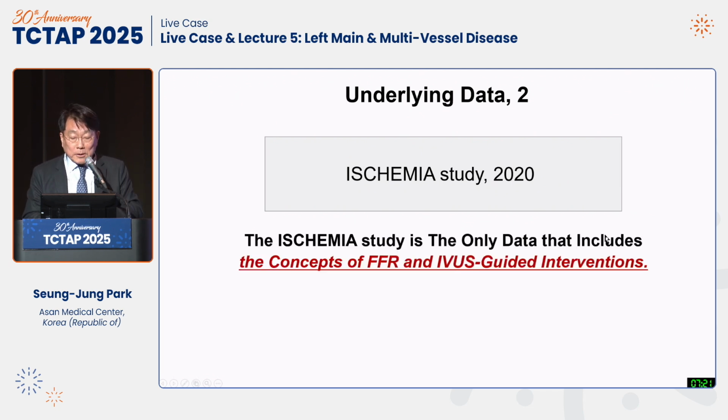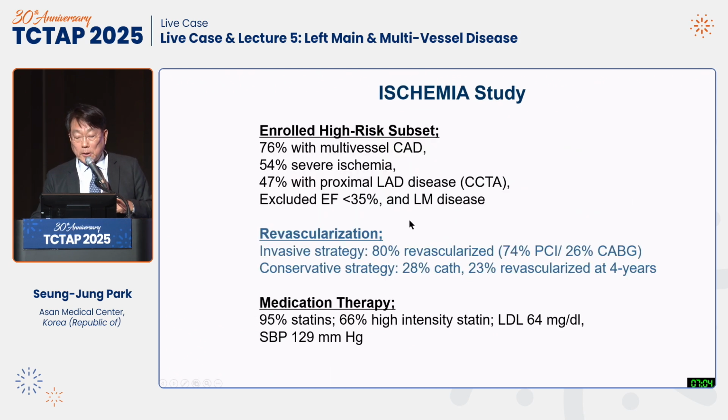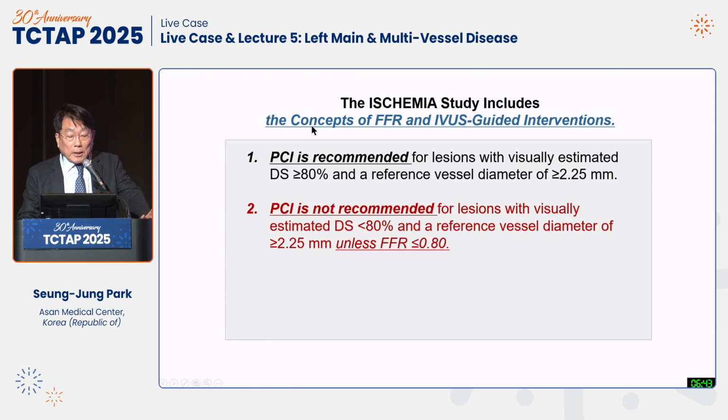However, I really mean the ISCHEMIA study, 2020, the only data that influenced the concept of FFR and arterial intervention. You know that, stable coronary artery disease with moderate to severe ischemia was separated into initially invasive and initially conservative. 76% had multivessel disease and severe ischemia, randomized in ISCHEMIA, 80% revascularization, 74% PCI, 26% bypass surgery. Not too high an incidence of bypass surgery. However, we wanted to separate conservative treatment. And they included the concept of FFR.